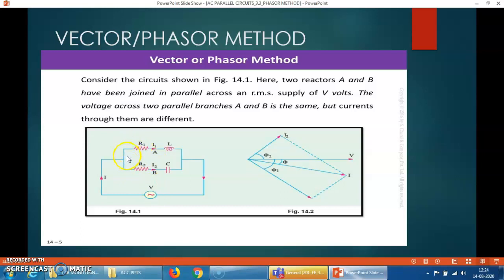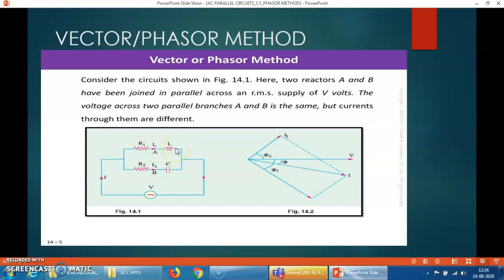See here, two currents are there, so two phase differences are there, which are denoted as phi 1 and phi 2. I1 is the current flowing through the first branch, through R1 and through L, and both are connected in series.